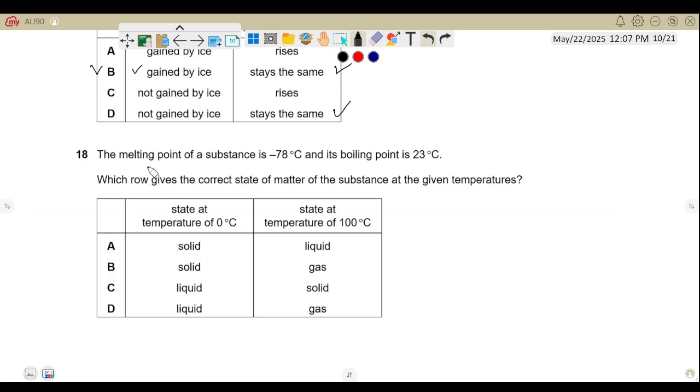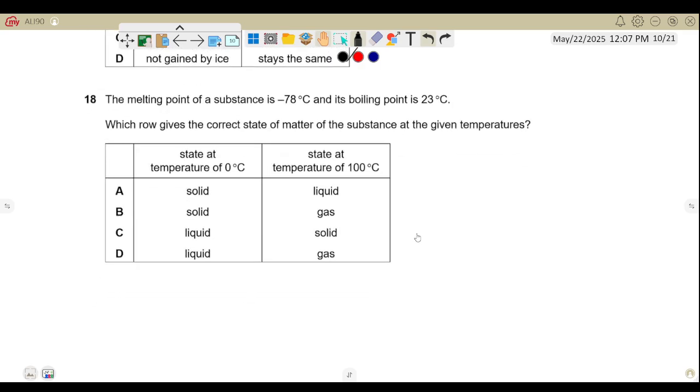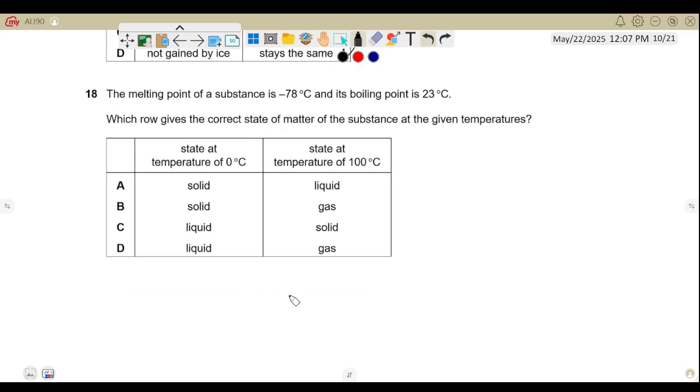For 18 here, the melting point of a substance is negative 78 degrees C, and its boiling point is 23 degrees C. So which row gives the correct states of matter of the substance at the given temperatures? We have here, it's like the same case, we have boiling point or melting point. Is at negative 78 degrees C.